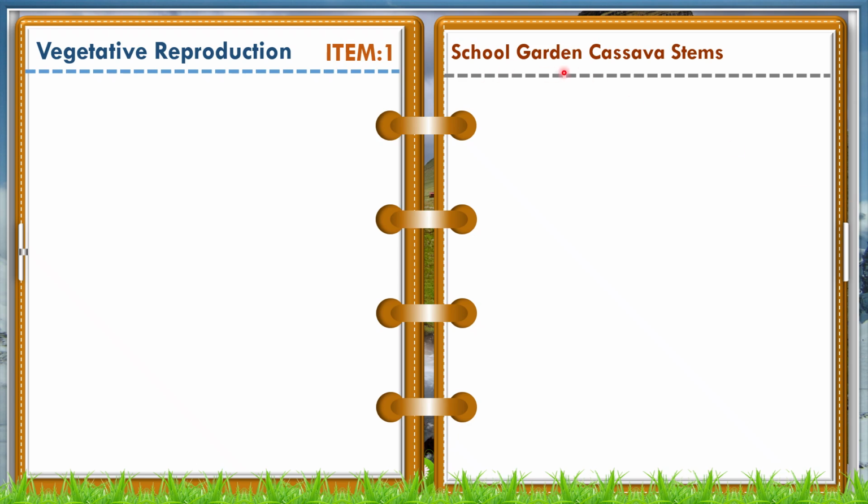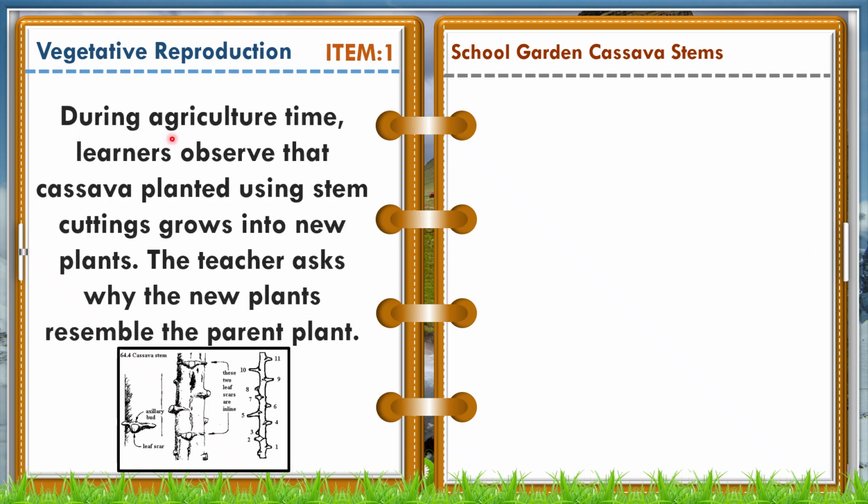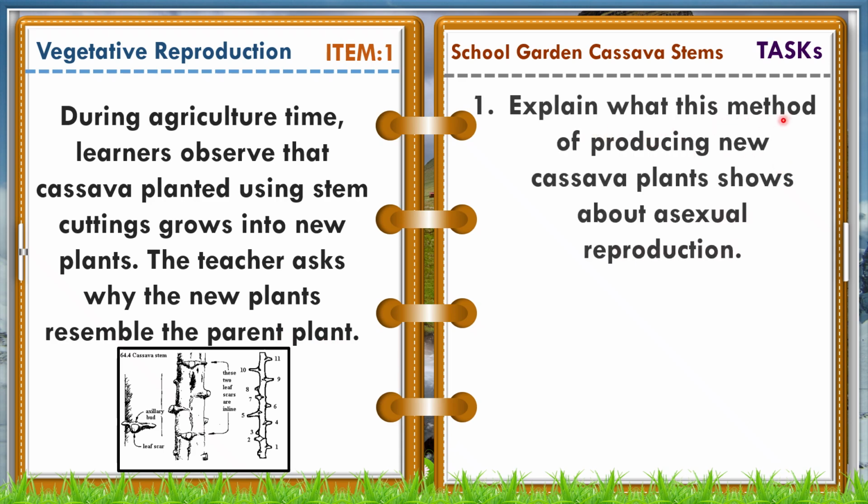We are going to look at the school garden cassava stems. During agriculture time, learners observe that cassava planted using stem cutting grows into new plants. The teacher asks why the new plants resemble the parent plant. Task: explain what this method of producing new cassava plants shows about asexual reproduction.